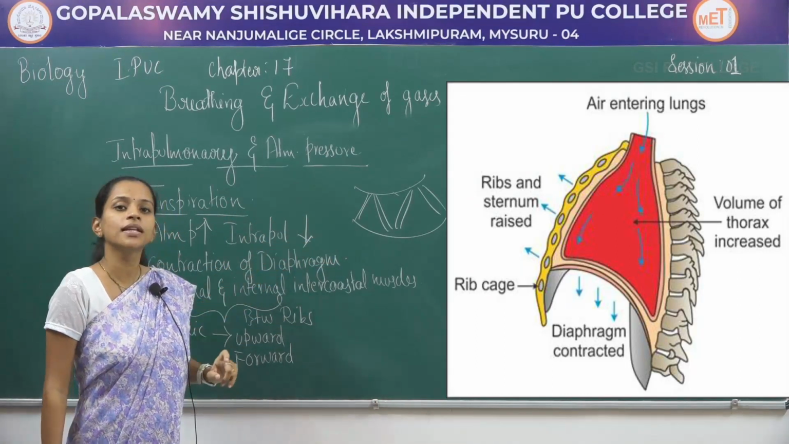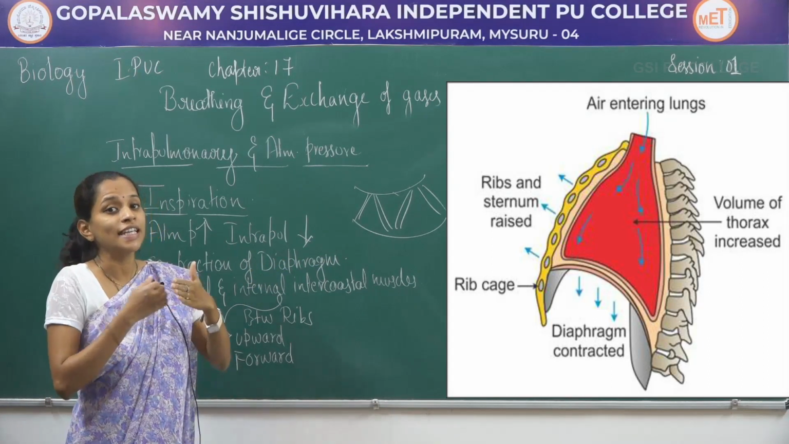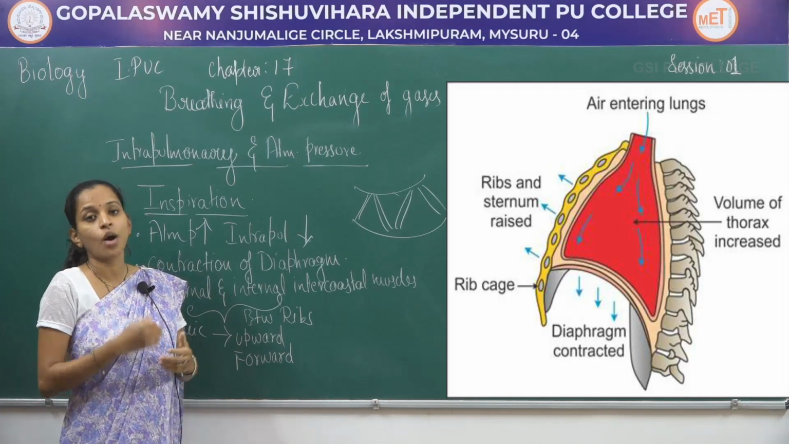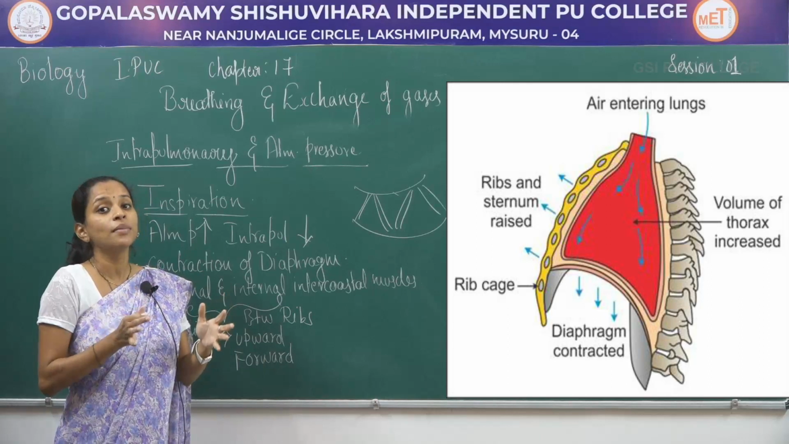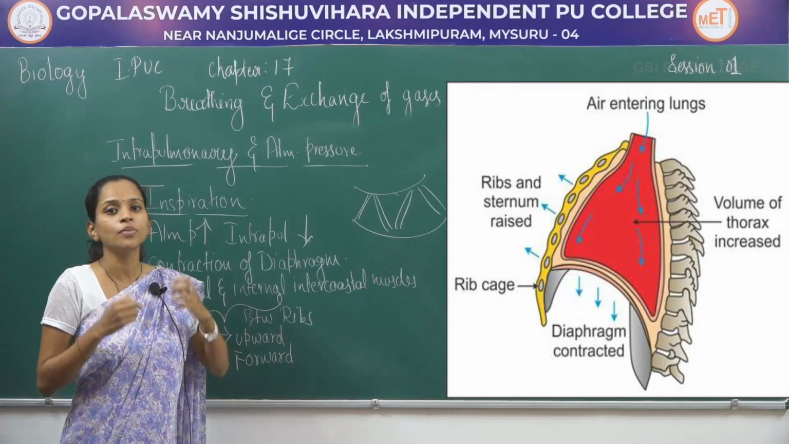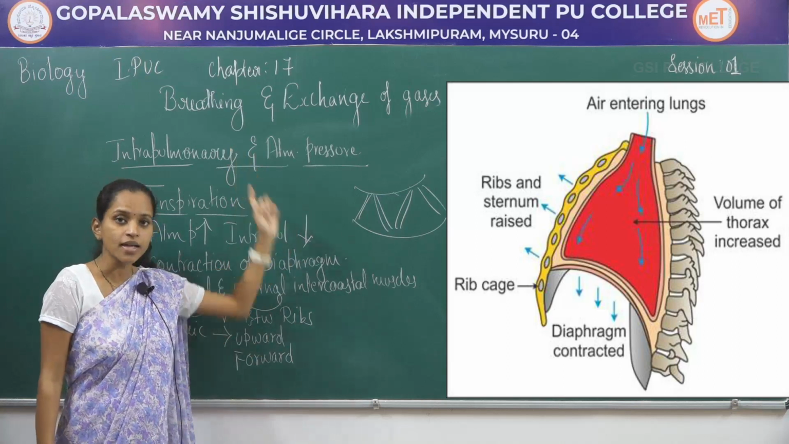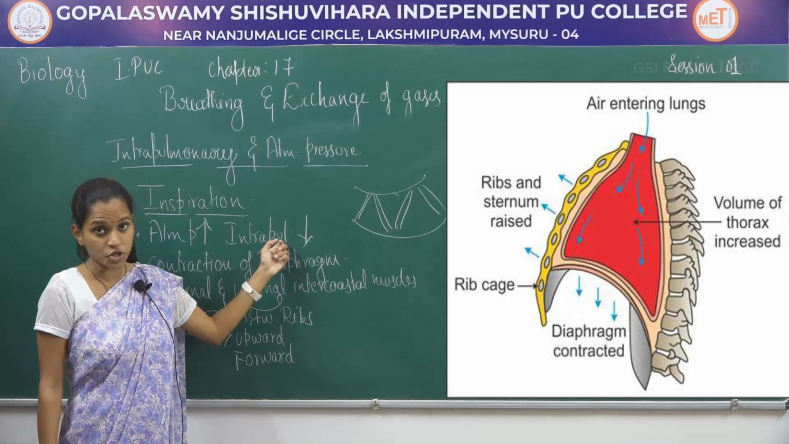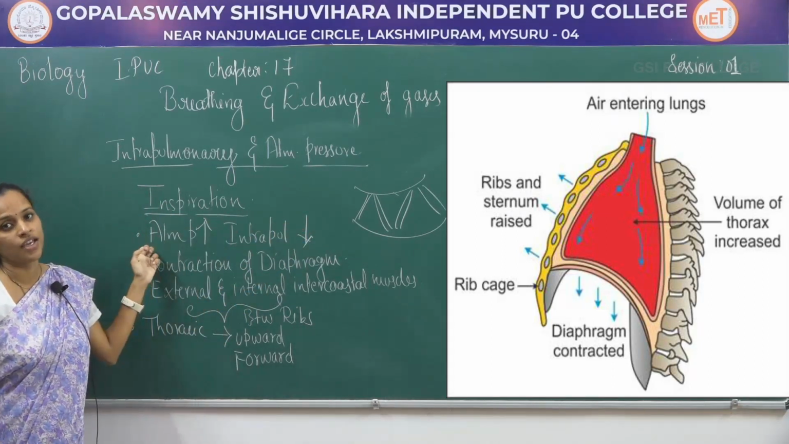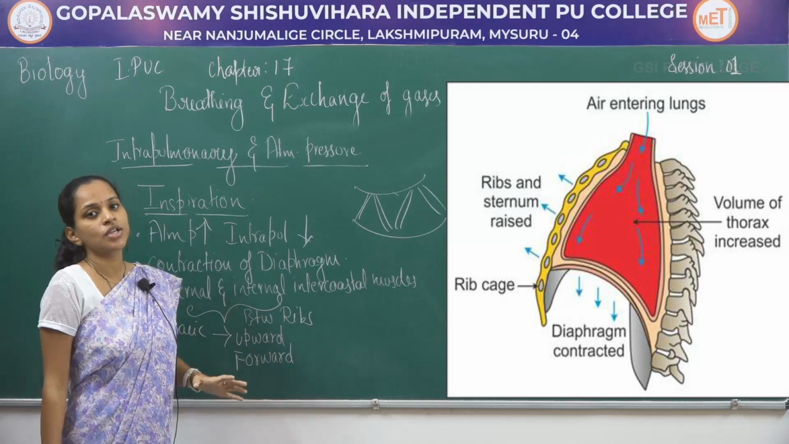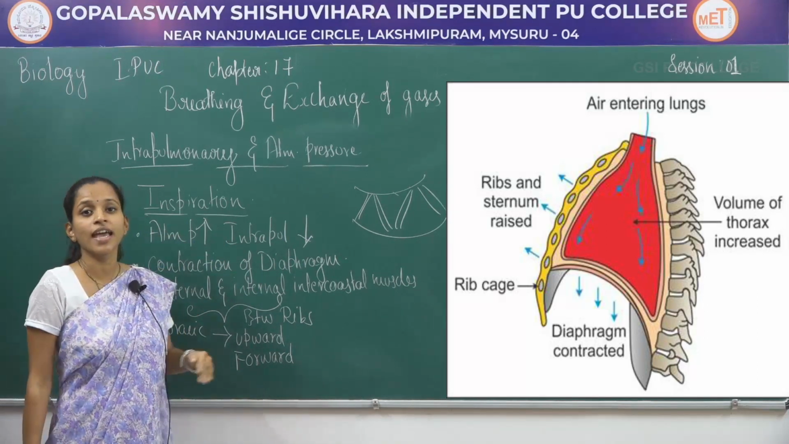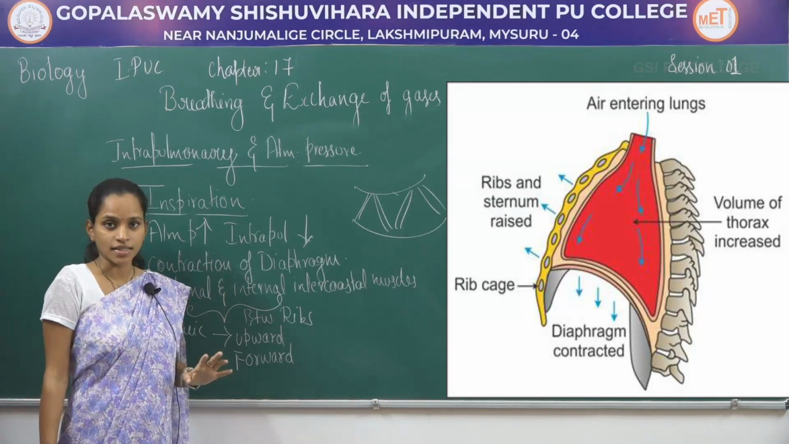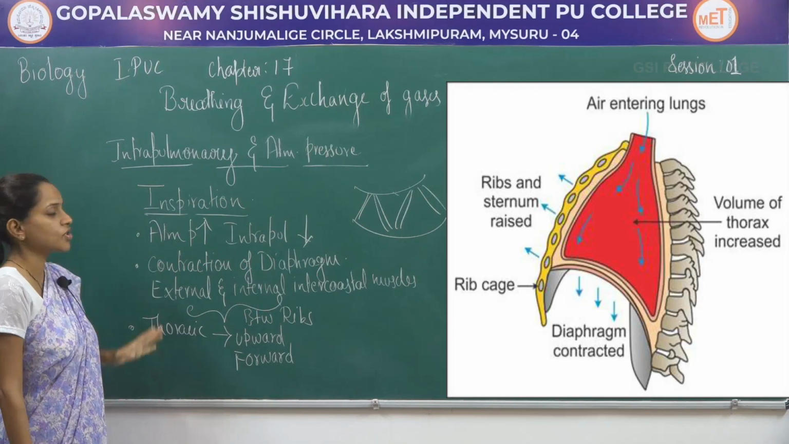How does this intrapulmonary pressure reduce? Because of increased thoracic cavity size. This increased thoracic cavity size also increases the pulmonary volume. When pulmonary volume increases, automatically there will be a reduction in the intrapulmonary pressure. So now the intrapulmonary pressure is lower than atmospheric air. When this situation is created, atmospheric air rushes into the thoracic cavity, especially into the lungs. This is how inspiration takes place.